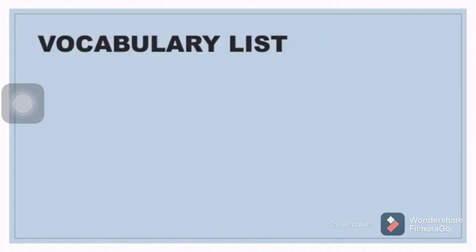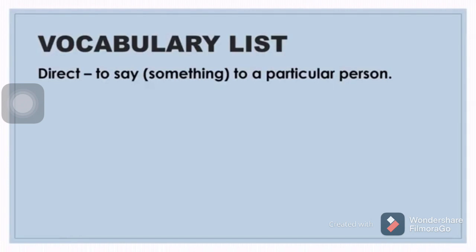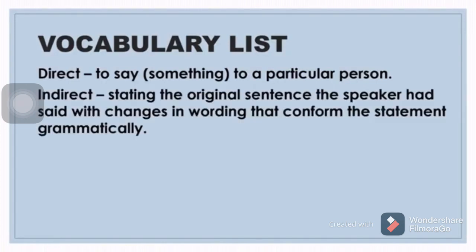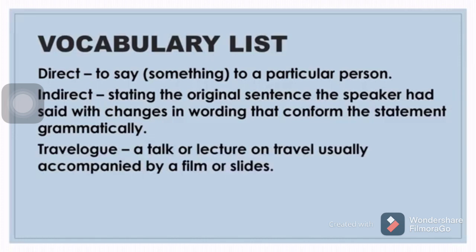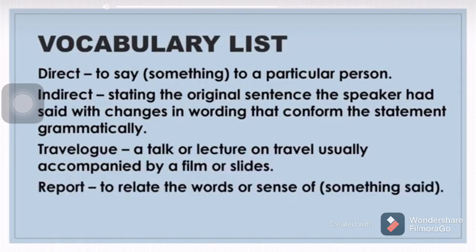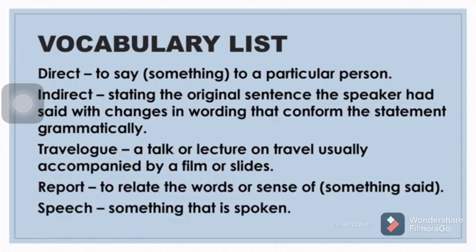Here are some unfamiliar words that you might encounter in the lesson. First word, direct, means to say something to a particular person. Indirect, stating the original sentence the speaker had said with changes in wording that conform the statement grammatically. Travelogue, a talk or lecture on travel usually accompanied by a film or slides. Report, to relate the words or sense of something said. Speech, something that is spoken.